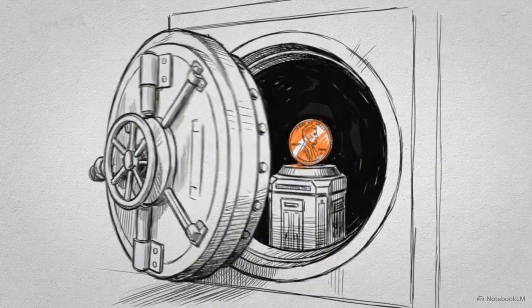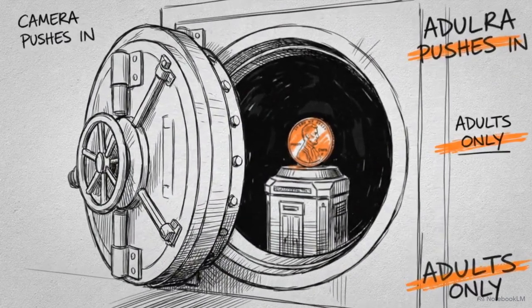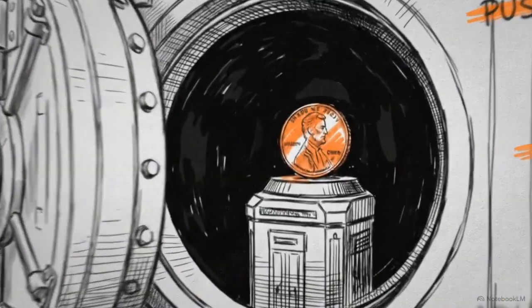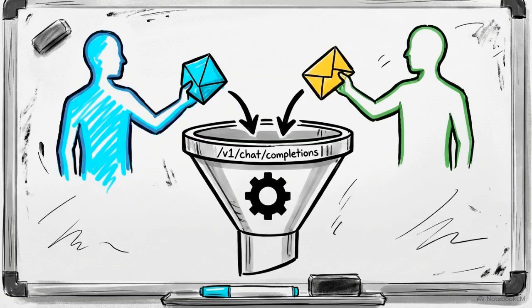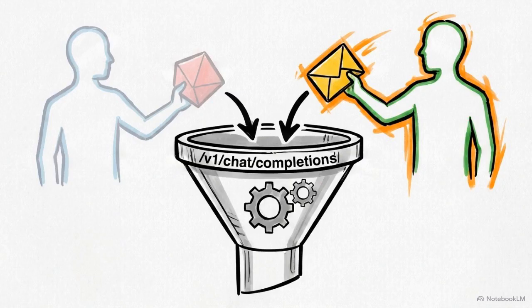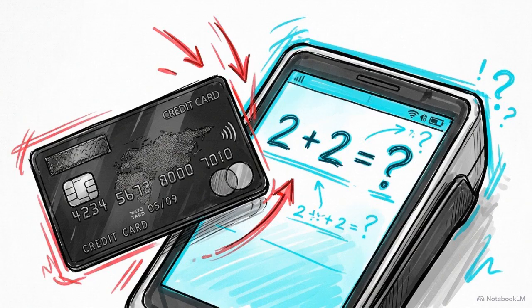Imagine a massive vault swinging open to protect a single penny. That's what happens when using a frontier AI model for trivial tasks. In production, your API endpoint treats every user the same. One might ask for 2 plus 2, while another asks you to find the bug in this recursive async Rust function. If you route both to a model like GPT-4o, you're paying $15 per million tokens to solve basic arithmetic.